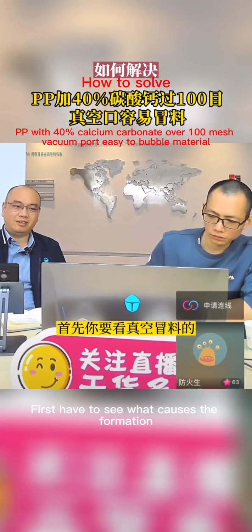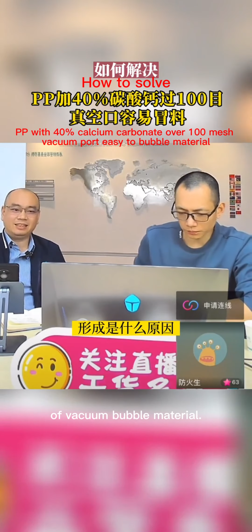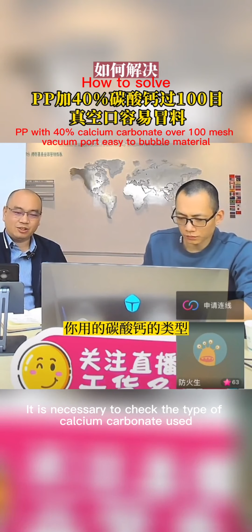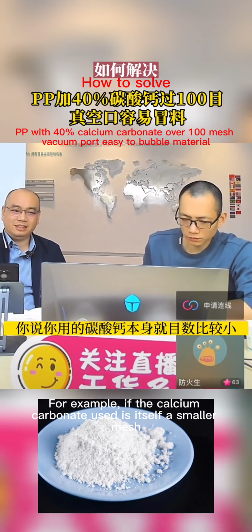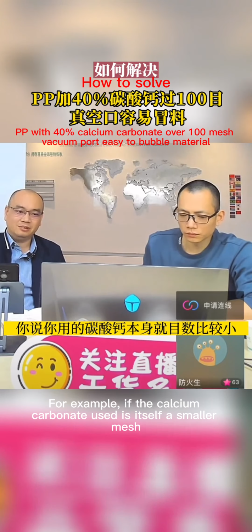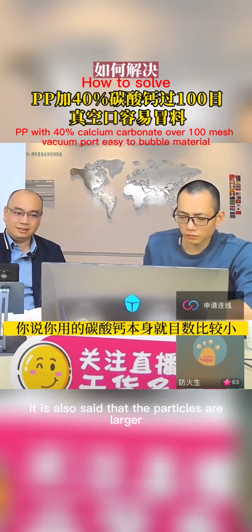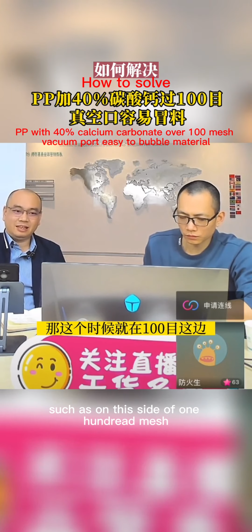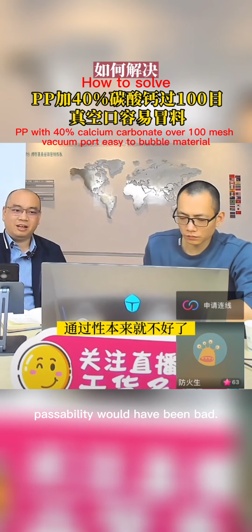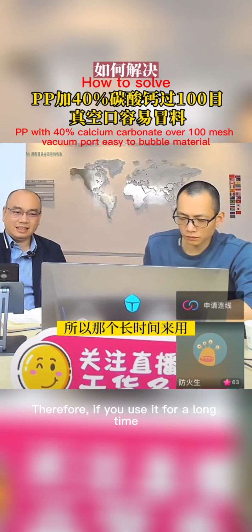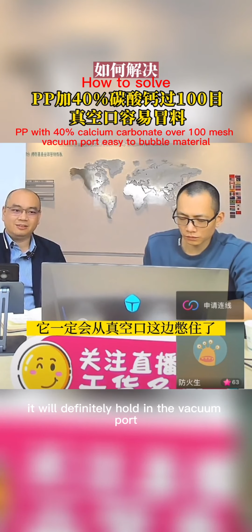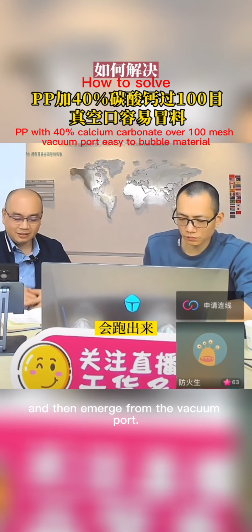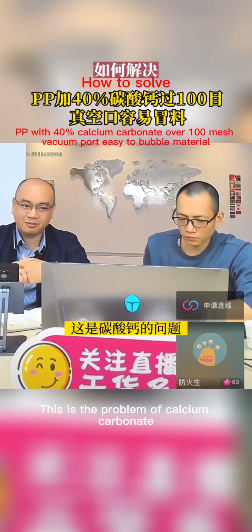First, we have to see what causes the formation of vacuum bubble material. Firstly, it is necessary to check the type of calcium carbonate used. For example, if the calcium carbonate used has a smaller mesh, meaning the particles are larger, such as on this side of 100 mesh, the passability would be bad. Therefore, if you use it for a long time, it will definitely clog the vacuum port and then emerge from the vacuum port. This is the problem of calcium carbonate.